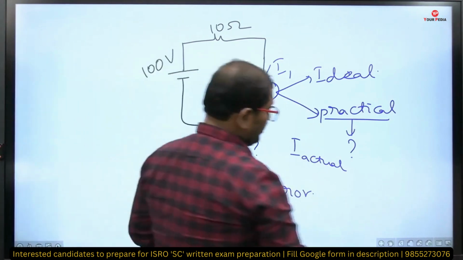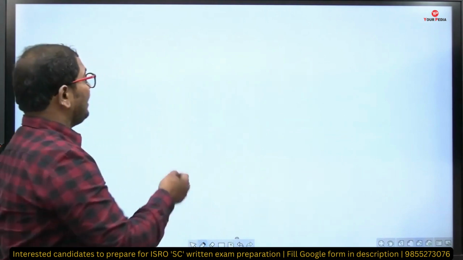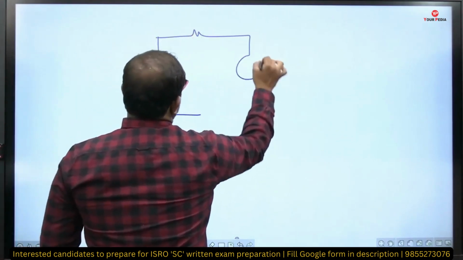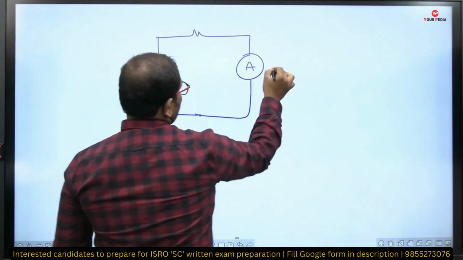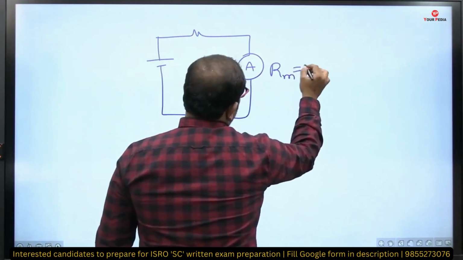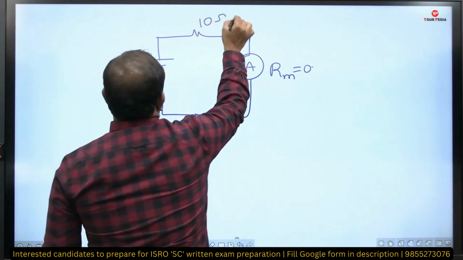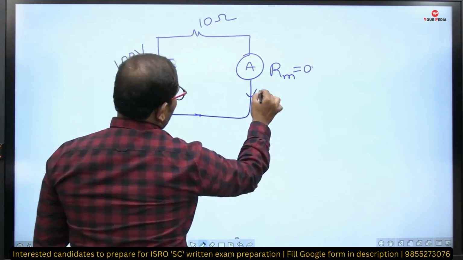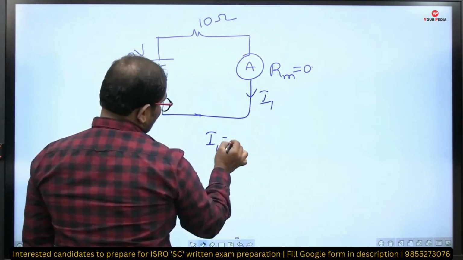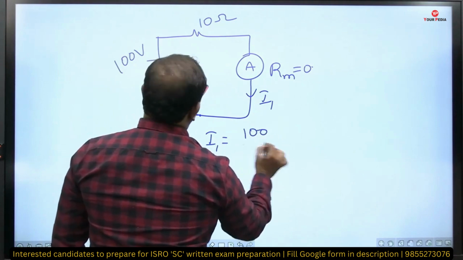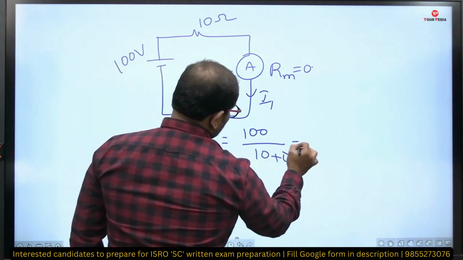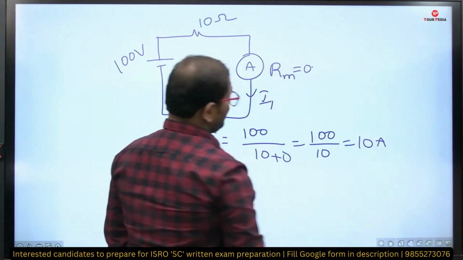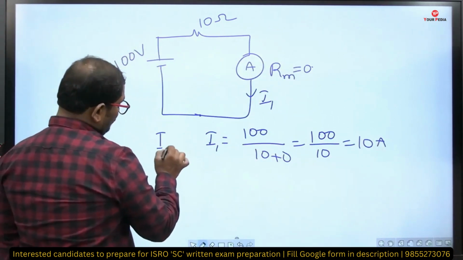Now let's solve the first one, the true value of current. To get the true value of current, we introduce the ideal ammeter, and its internal resistance is 0. So this is 10 ohms, this is 100 volts. The current I1, the true value of current, is equal to 100 by 10 plus 0. This becomes 100 by 10, which is equal to 10 amperes. So this is the true current.